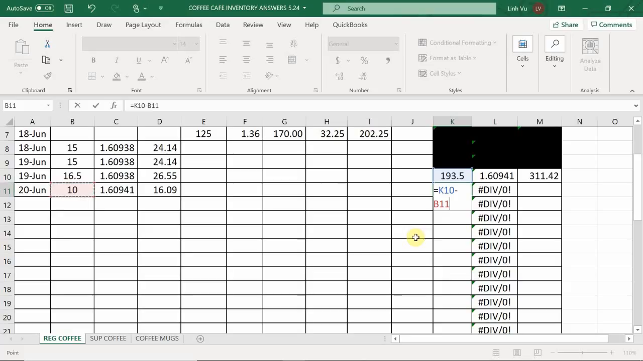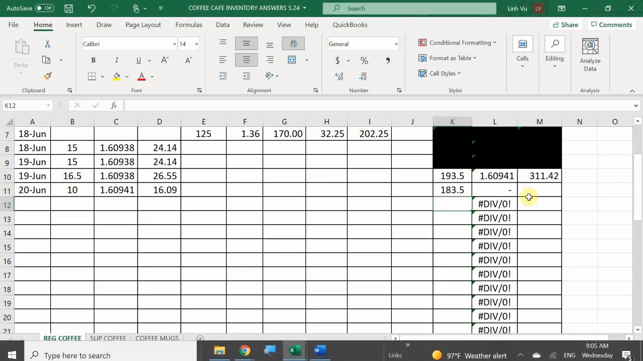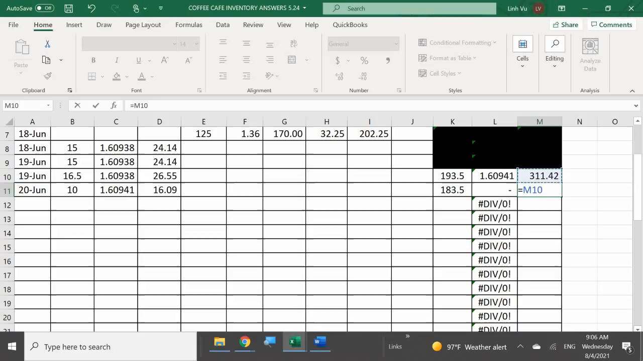Okay, so subtract the 10 from the 193 would be 183.5. Good. Excellent. Okay, good. Now, if I started out with 311 and 42 cents, but I sold $16.09, how much should I have left in my total cost? 295.33.